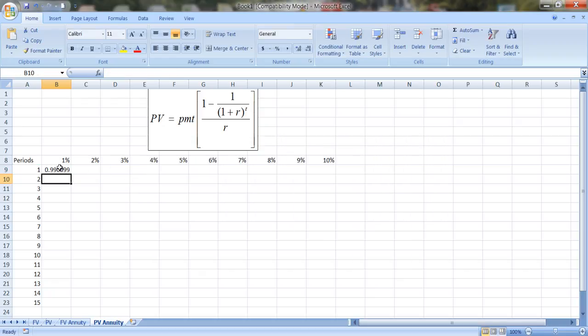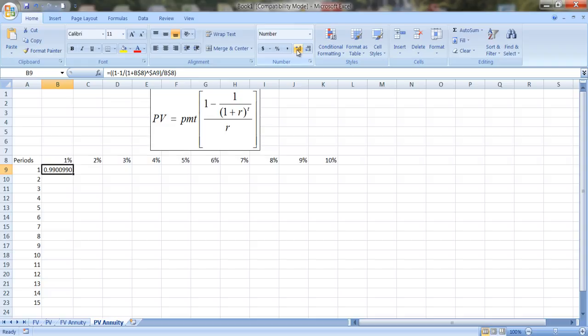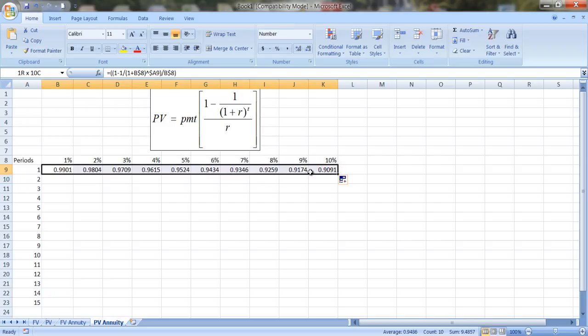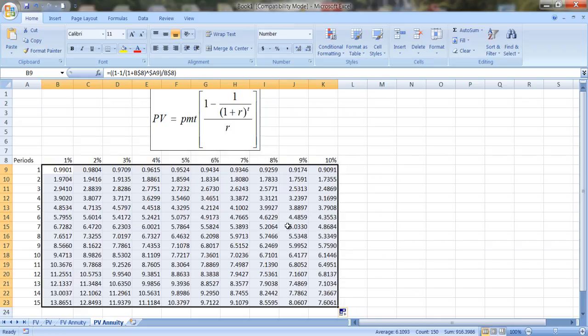Let me see if I can fix it. Okay, 1 minus 1 over 1 plus r raised to this power. I don't know why it beeped at me, but it did give me an answer. Let me see if I can copy this across. Okay, it seems to have worked. I may have had one too few parentheses. Okay, so here's the factor here, and I'm going to take a peek in the book that I have to make sure I've got the right numbers. These seem to be okay. These are the correct numbers.